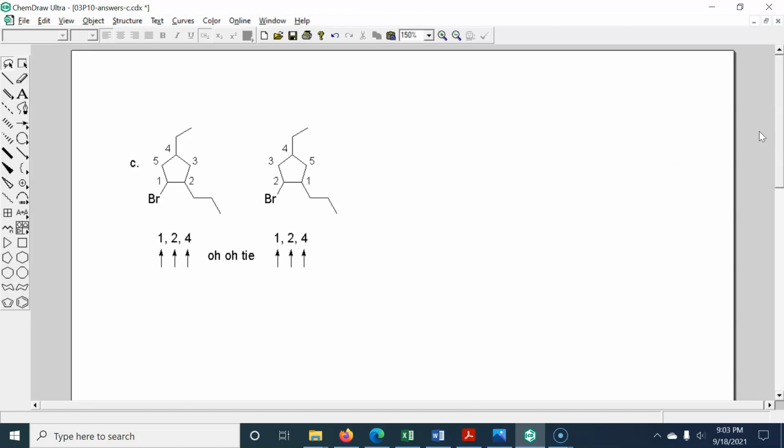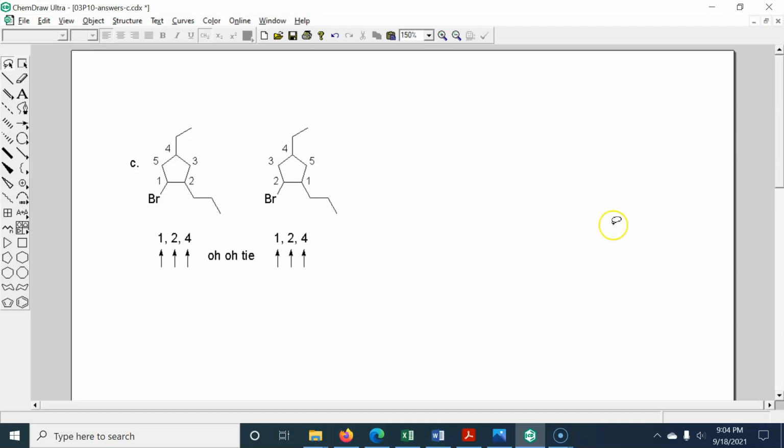Here I give 2 ways to number the ring to get the first substituent on carbon number 1 and the second substituent on carbon number 2. What's the problem here? You notice that in both cases, we get a substituent also on carbon number 4. It is a complete tie in terms of location. What do we do with a tie?